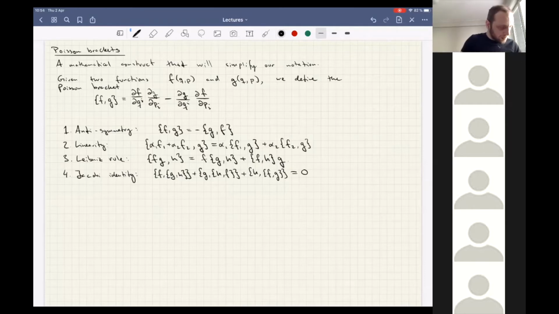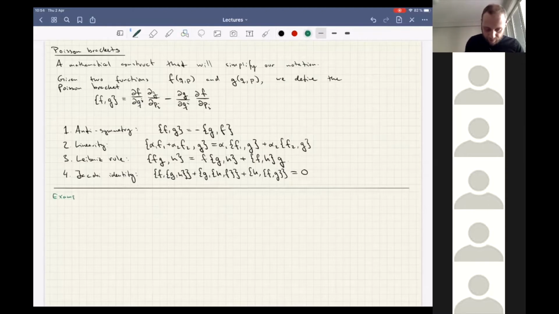Okay, so these are the important properties that we wanted to have, and it's now that we're going to see things that look a lot like quantum mechanics again. So the example here is that we can look at what are called the canonical commutation relations.